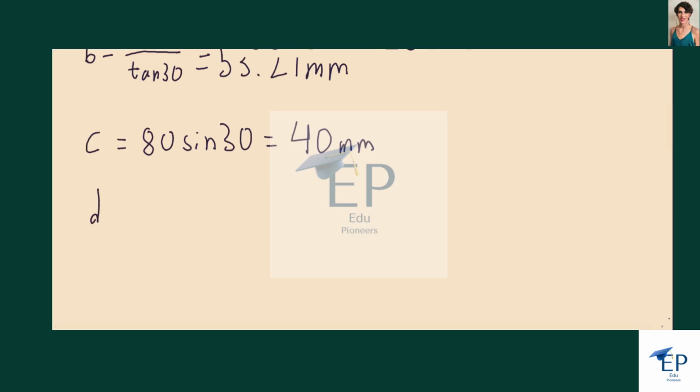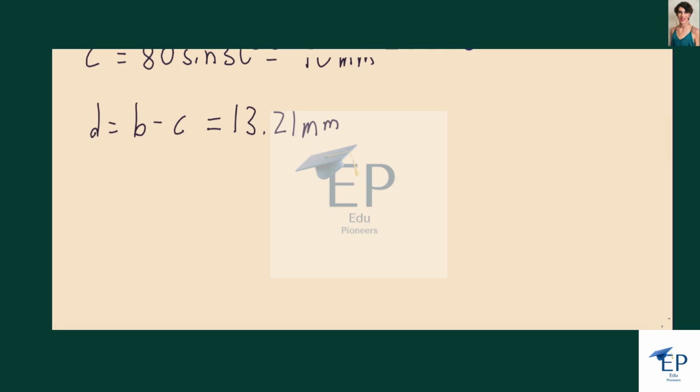And for our length D, this is going to be equal to our length B minus our length C. And this will give us a value of 13.21 millimeters. So we now have all the information we need to calculate the required moment.